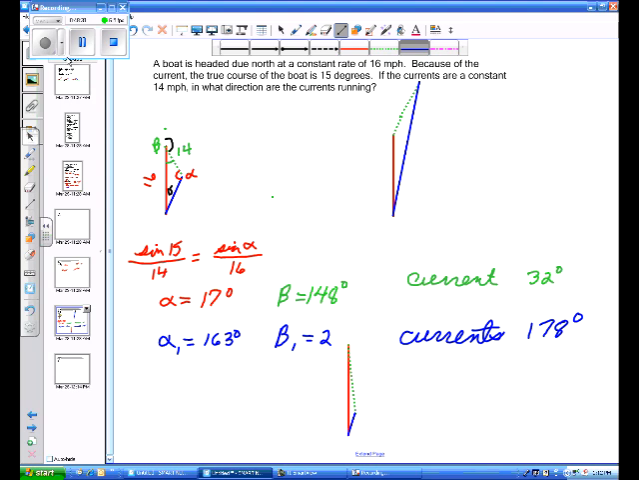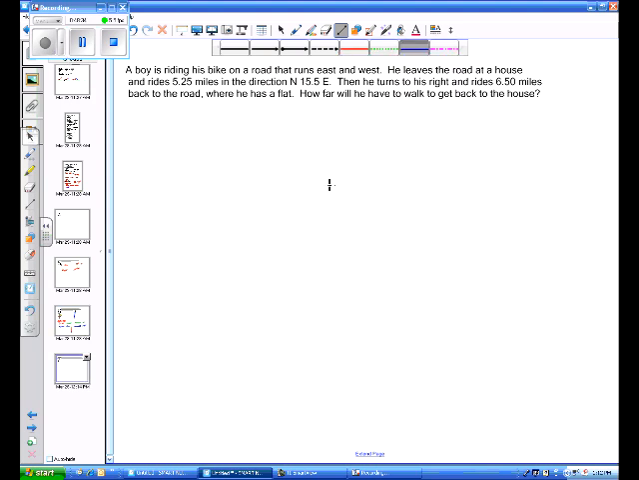Okay, and let's look at one more problem that we can solve. We've got a boy riding his bike on a road that runs east and west. He leaves the road at a house and rides 5.25 miles in the direction of north, 15.5 degrees east. We're using the other kind of measuring now. Then he turns to his right and rides 6.5 miles back to the road where he has a flat. How far will he have to walk to get back to the house?